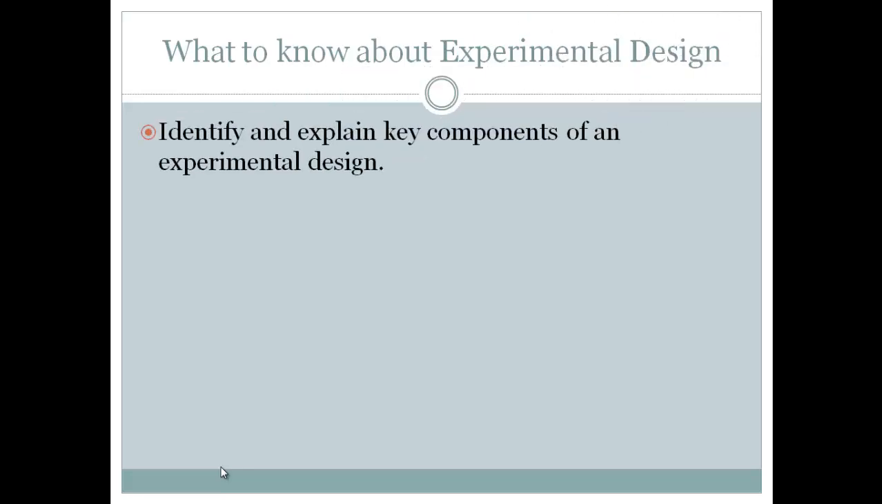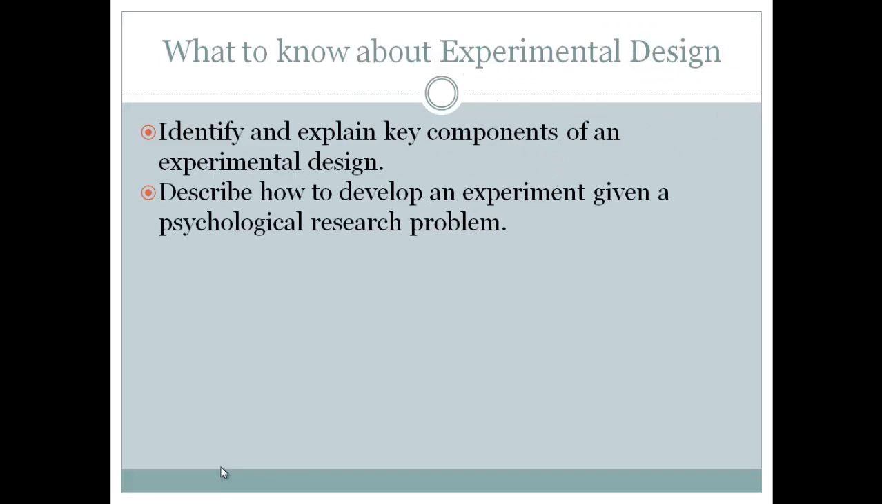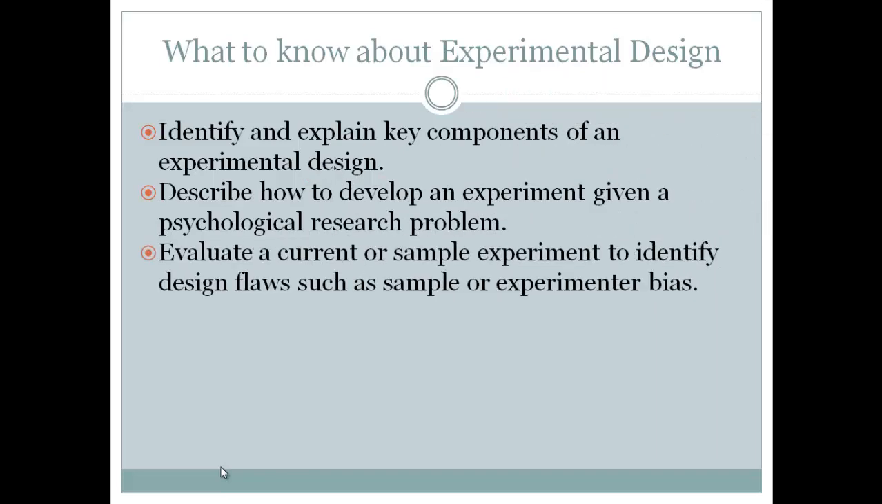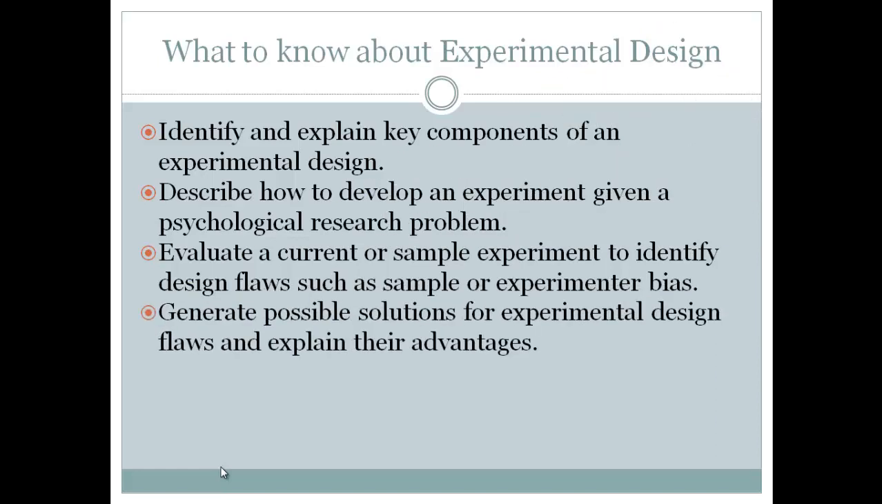So a couple of things about what we need to know about the next few videos. One, you need to be able to identify and explain key components of the experimental design, all the key parts: independent, dependent variable, hypotheses, all these different types of flaws. You have to be able to develop a simple experiment if given a psychological research problem. It's likely that the AP test designers, ETS, might give you one of those for an FRQ. You have to be able to evaluate a current or a sample experiment to identify key parts and design flaws. And you have to be able to generate possible solutions for experimental design flaws and explain their advantages.